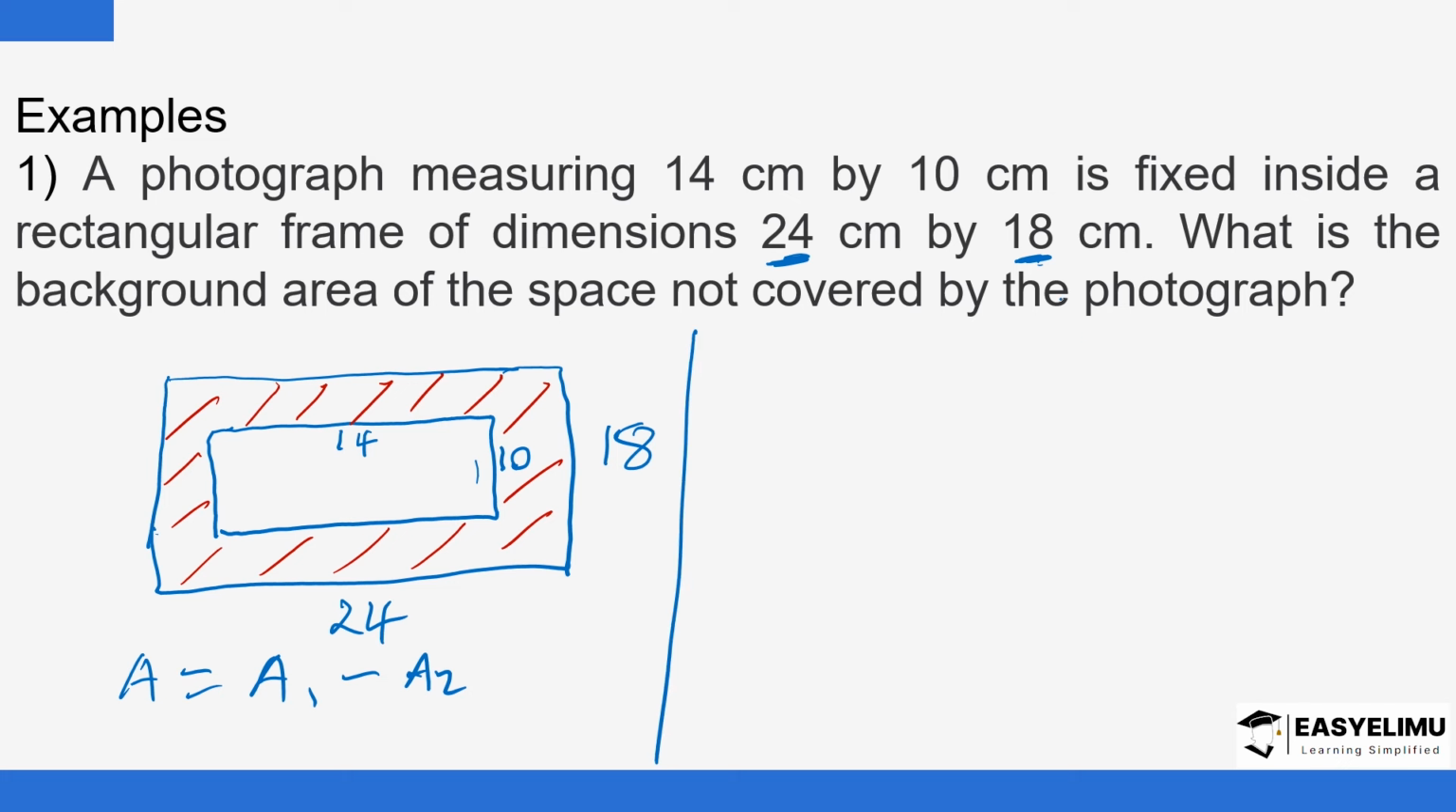So let me try and do that. I have A1, that is the area of the frame, which is 24 by 18. So what is this totaling to? We have 24, you multiply by 18. This is about multiplication of natural numbers that we have done in one of our previous videos. You can always check if possibly you missed out on that. You'll be able to see how that is done.